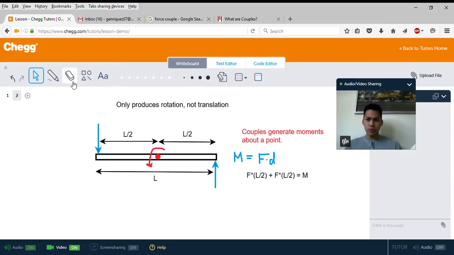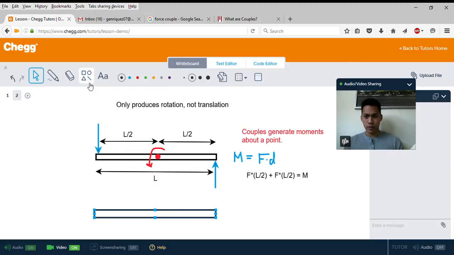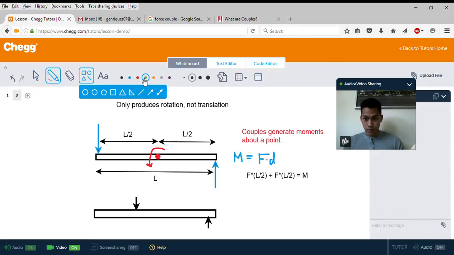And couples can really be anywhere on the bar. In these examples that I've shown, I've drawn the arrows to be on the very edge of the bar, but they could be right here, and there could be another one right here. Now these are equal in magnitude, they don't share a line of action, and all this does is that it creates a moment about essentially the midpoint between the two forces. So it would create a moment right about at that point right here.